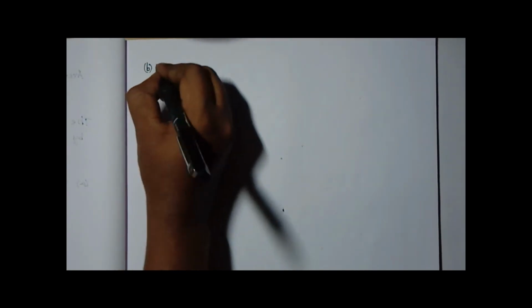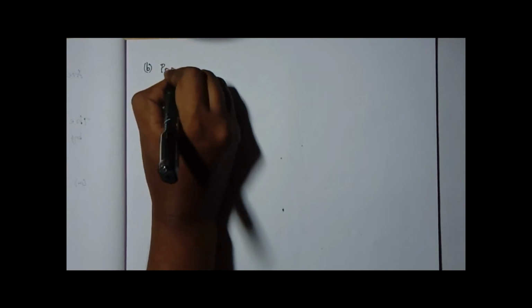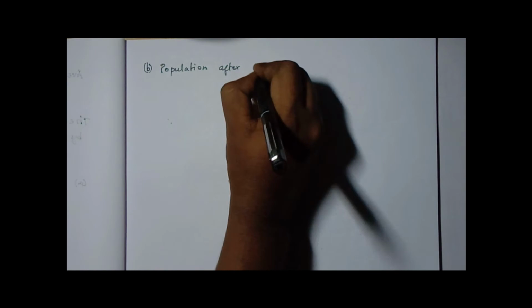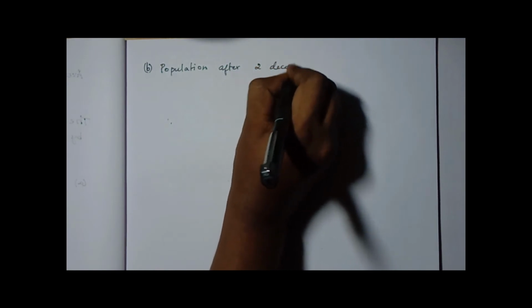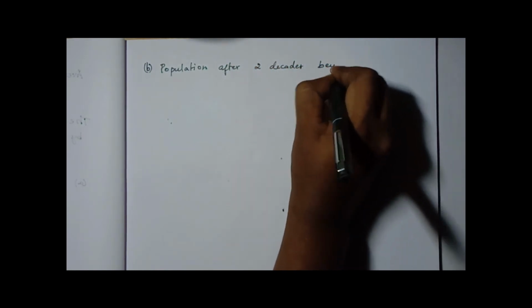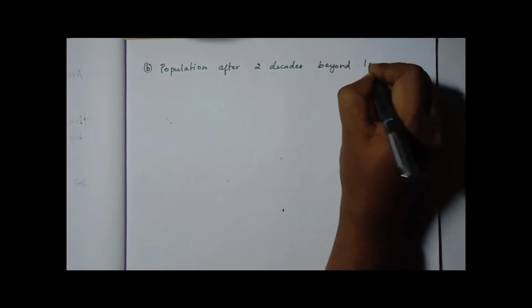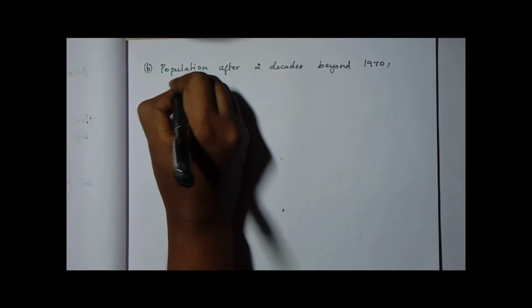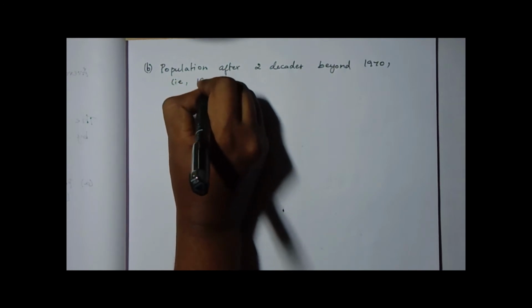So let's put B, population after 2 decades beyond 1970, which is nothing but that is 1990.